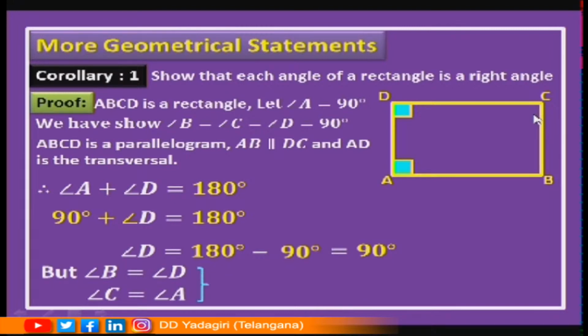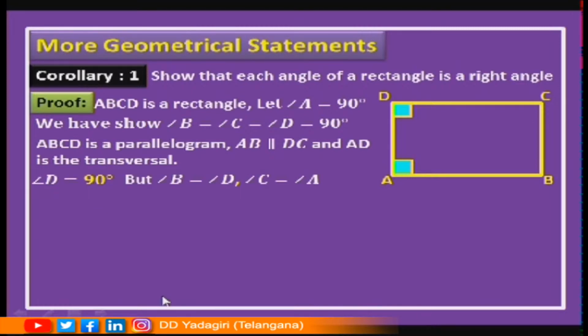The reason is, yes, ABCD is a parallelogram. So, in a parallelogram, we have seen that opposite angles are always equal. So, that is the reason we have angle B and D are equal and angle C and A are also equal. Now, let us substitute these values, children. So, B is also equal to 90 degrees. Why is B 90 degrees? Because D is 90. So, B and D are equal. So, B is also 90. Then what about C, children? Yes, C is also 90.